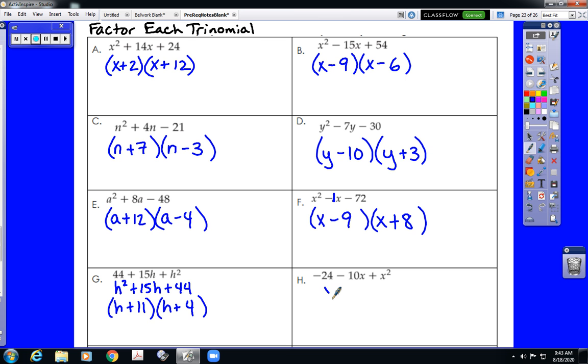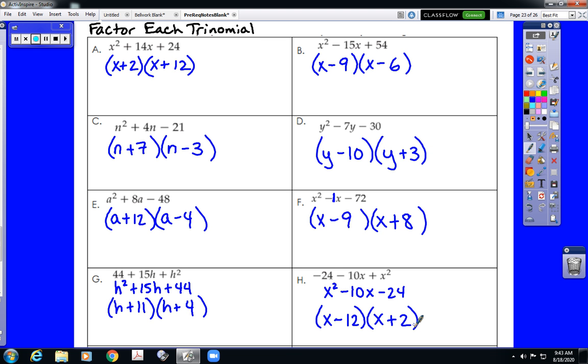Finally, on the last one, again, rewrite it in descending order, which would give us x squared minus 10x minus 24. Then find the pair of numbers that multiplies to negative 24 and adds to negative 10. That would be negative 12 and positive 2. All right, so that's how we factor.